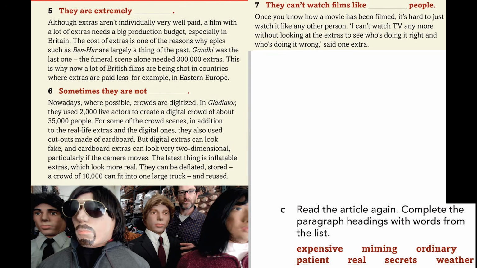7. They can't watch films like people. Once you know how a movie has been filmed, it's hard to just watch it like any other person. I can't watch TV anymore without looking at the extras to see who is doing it right and who is doing it wrong, said one extra.